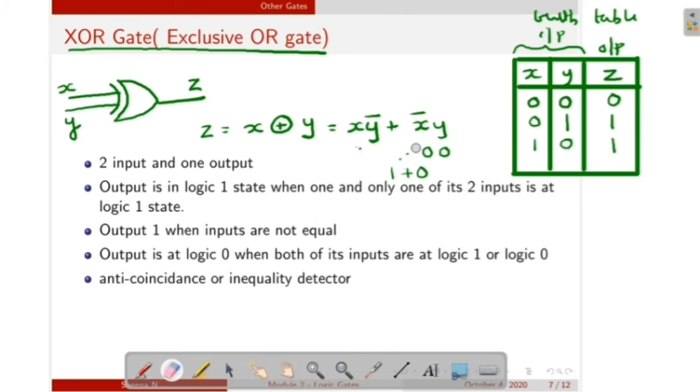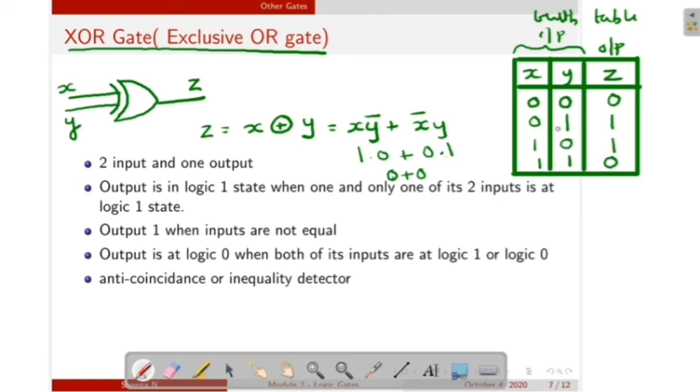Then both inputs are 1. When both inputs are 1, X is equal to 1, then Y bar is equal to complement of Y is 0. X is equal to 1, so X bar is equal to 0, Y is equal to 1. So here it is 0 or 0 is equal to 0.